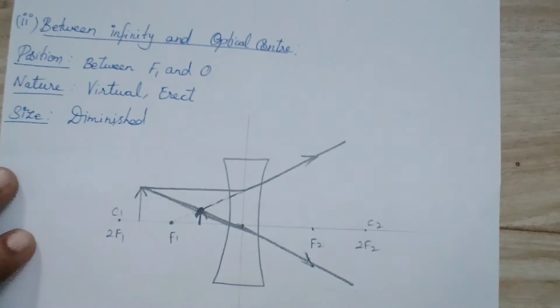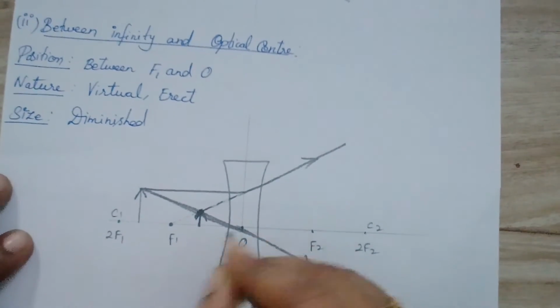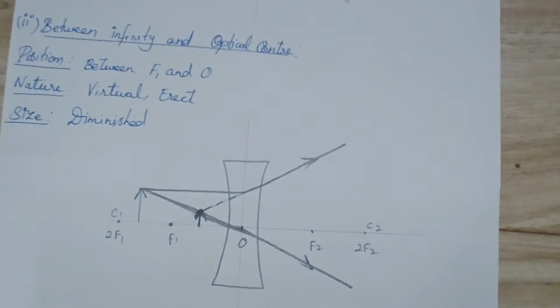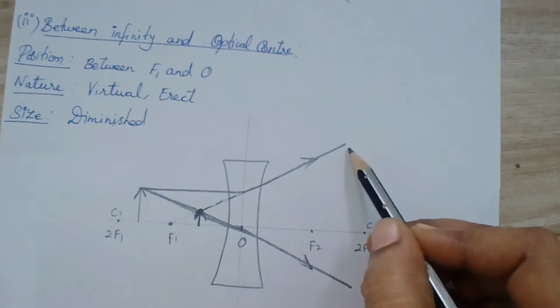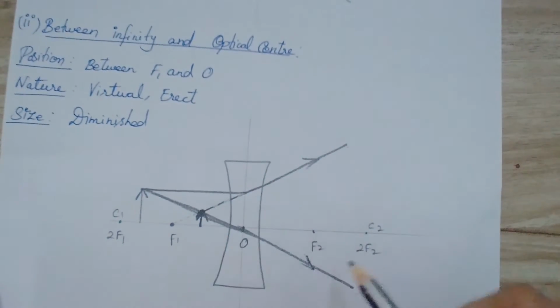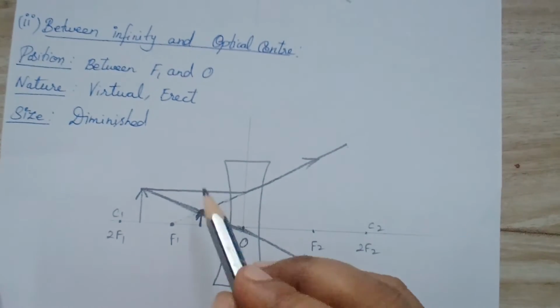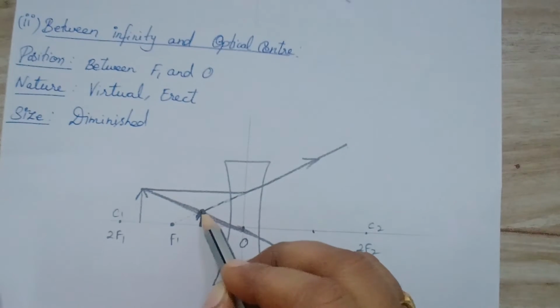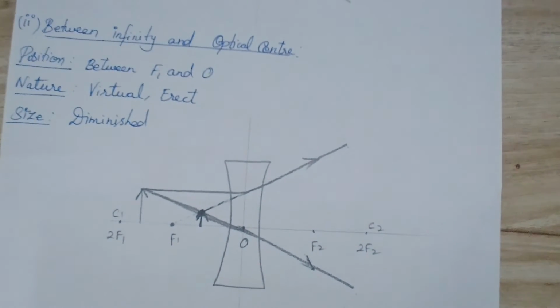The image is formed between the optical center O and the focus point F1. So what is the nature of the image? Virtual, because the rays are not actually converging to give the image. It is actually diverging, so we take it that it appears to converge here, meet here. So you will get a virtual and erect image that is diminished in size, small when compared to the object.